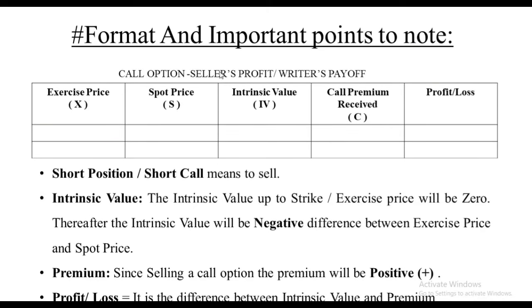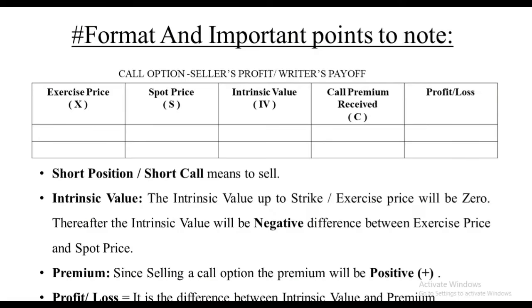Now the format and important points to be noted. Number one, first the format. There will be 5 columns: the exercise price, spot price, intrinsic value, call premium received, and profit and loss. Since it is a short position or a short call, it is a sum based on selling. The intrinsic value up to the point where the spot and the exercise price are equal will be 0. Thereafter, the intrinsic value will be the negative difference between the spot price and the exercise price.